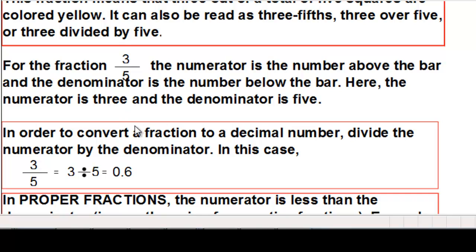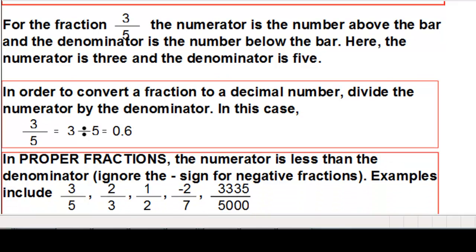Now, an important skill is to convert a fraction to a decimal number. In order to convert a fraction to a decimal number, divide the numerator by the denominator. In this case, 3/5 is equal to 3 divided by 5. You take the numerator divided by the denominator, 3 divided by 5, which gives you 0.6. So 3/5 is equal to 0.6.